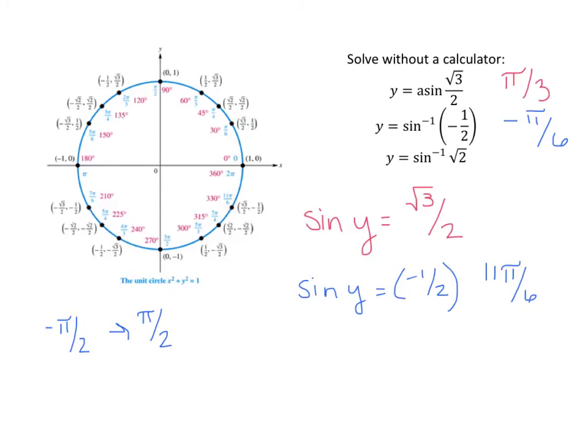The last one, the inverse sine of square root of 2. So the sine of what is equal to the square root of 2? As I start looking around the unit circle, what I should realize is that this does not exist.